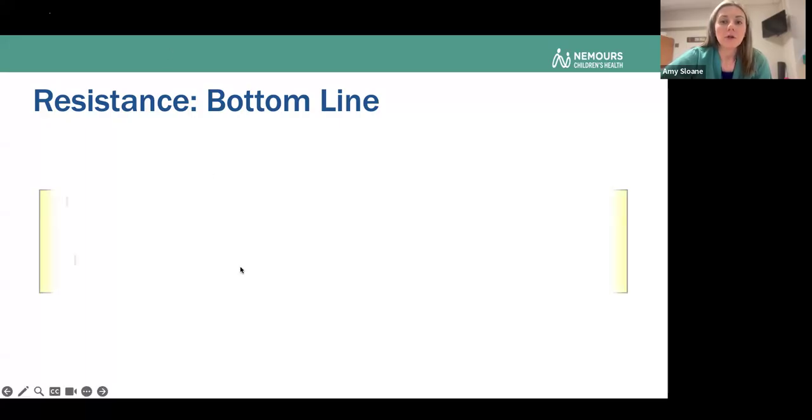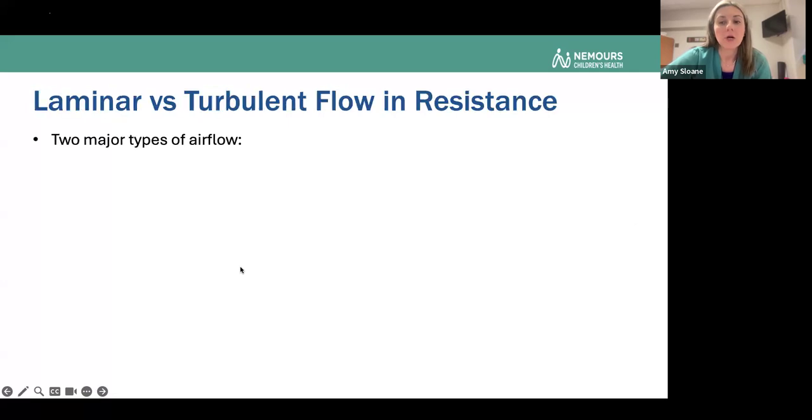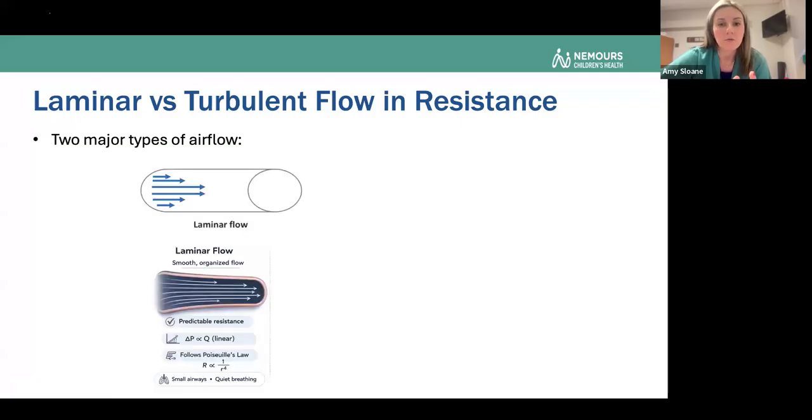Poiseuille's law tells us about resistance under what we would call ideal flow conditions, but airflow is not always ideal. So let's talk about the different ways that gas can move through the airway. The movement of gas or airflow can be smooth and efficient, or it can become chaotic and much less efficient. And that's where the concept of laminar flow and turbulent flow come in. And we'll break these down one by one.